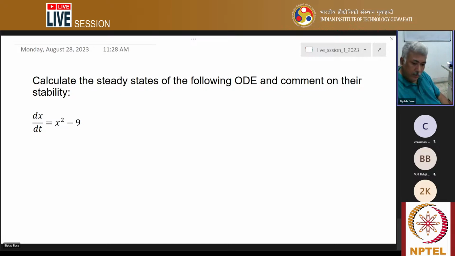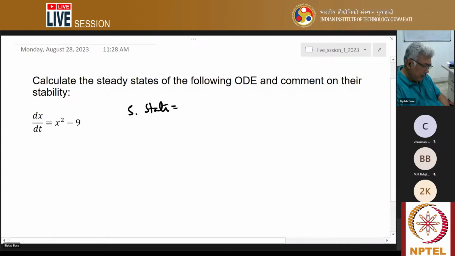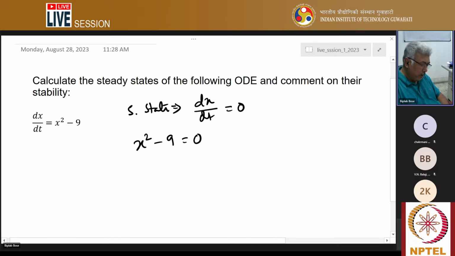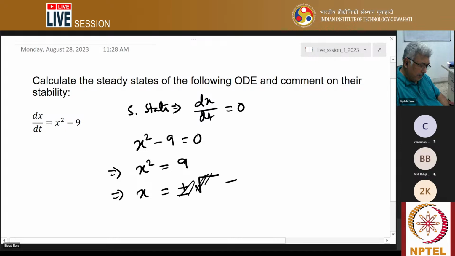So how should I know? Let me do it. Many of you may already be aware of how to do that if you have seen the lectures. So steady state means, what do I mean by steady state? In this case, the derivative will be equal to 0. So I put x squared minus 9 equal to 0. Now I have to solve it for x. So I can say that x is plus minus 3.